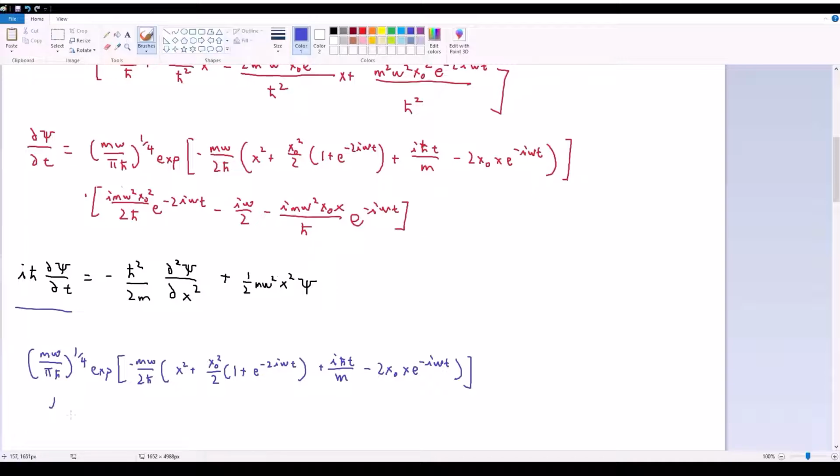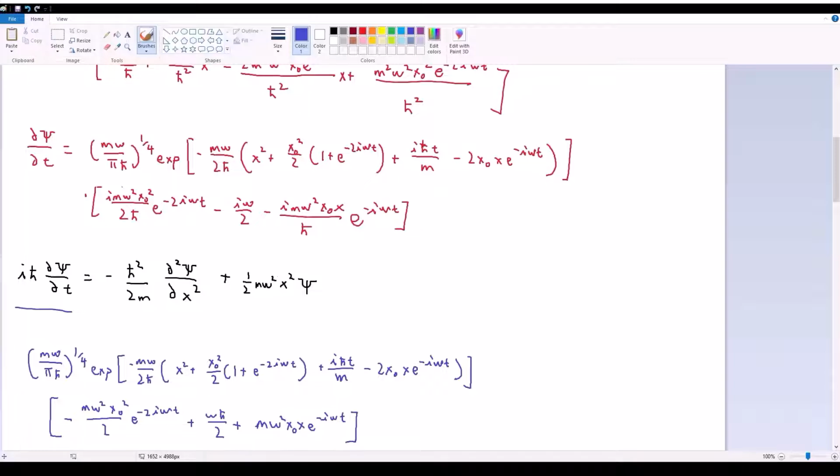So what we're going to get at the bottom is, let's see, i h bar multiplied by this first term is going to give us, the two i's make a negative, the h bars cancel out, so we have negative m omega squared x naught squared over 2 times e to the negative 2i omega t. Over here, the two i's cancel and make a positive, so plus omega h bar over 2. Same thing here, the two i's cancel, make a plus, the h bar goes away, so we get plus m omega squared x naught x e to the negative i omega t.